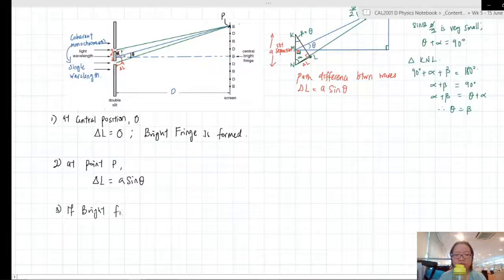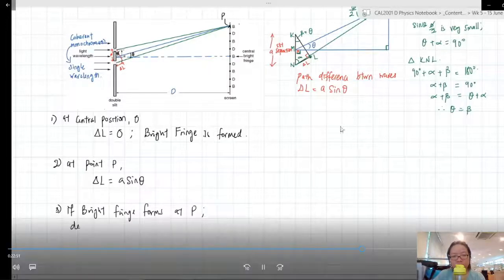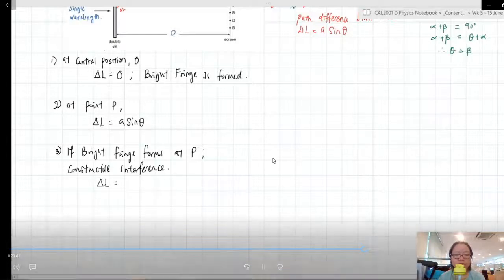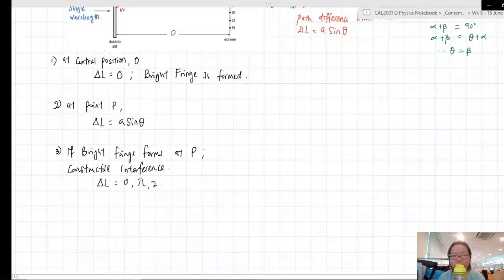And the second thing to look at is that you will have a bright fringe. If a bright fringe is to form at P, then what this means is that there's constructive interference, so your delta L, again, if you remember, is 0, lambda, 2 lambda, n lambda. So I will say a sine theta is n lambda.